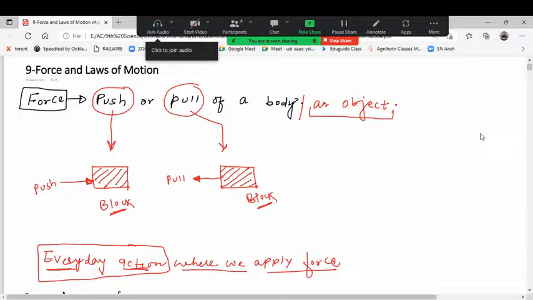Force and laws of motion, a new chapter I'm starting with today. What do you understand? What do you think that force is? How can you define a force? Because this is a concept that we are using in our daily life. What do you think force is?